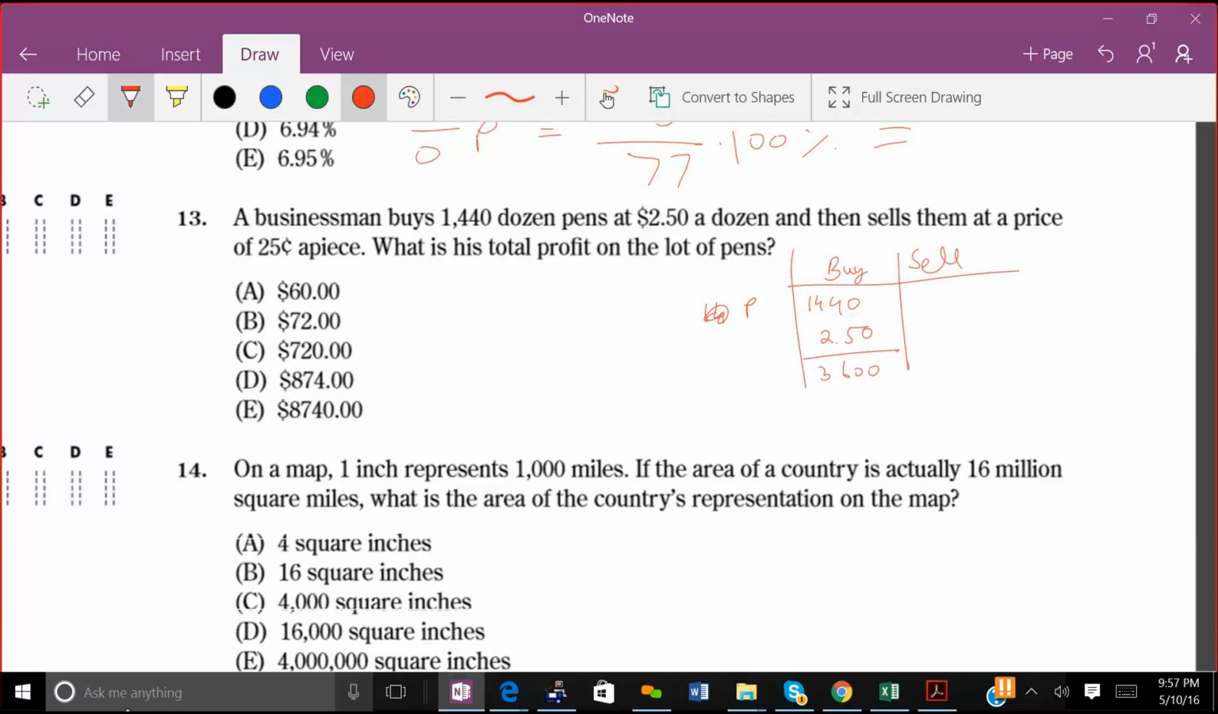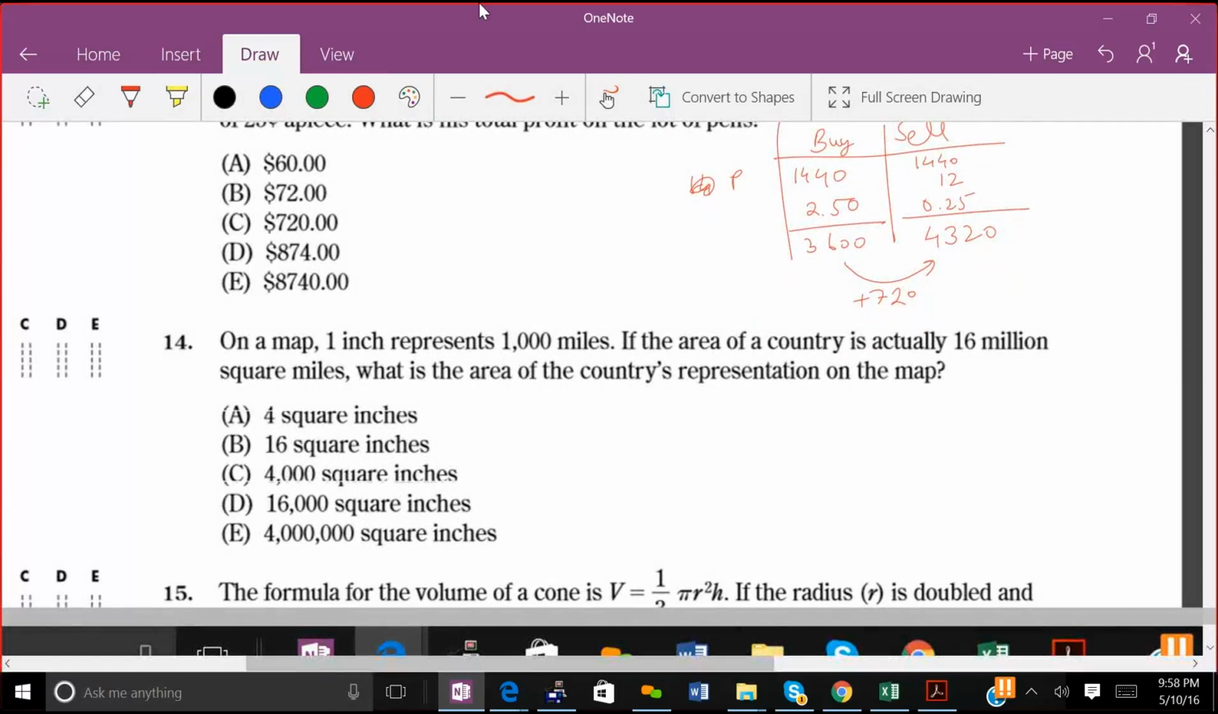Okay. On this side, you sell it 1440. You need to multiply it with 12 to get how many pence, and then multiply with 0.25. When you multiply that, you get 4320. So the change here was plus 720. Get it? Yeah. Okay. Cool. Try question number 14.